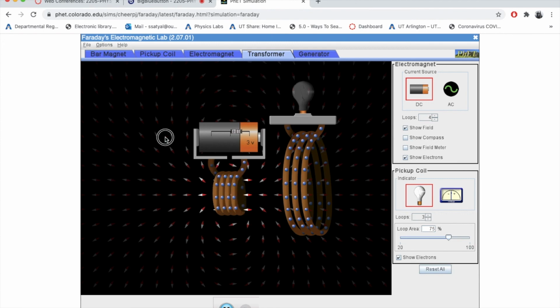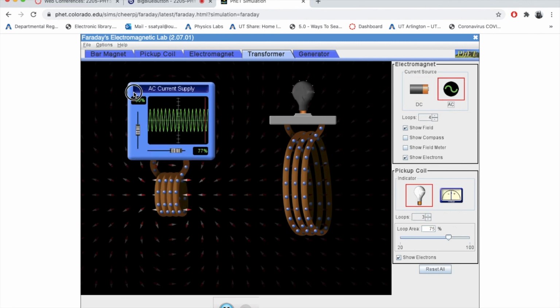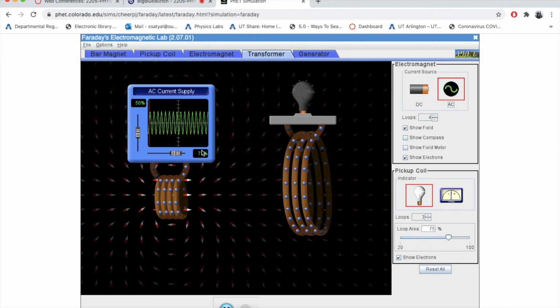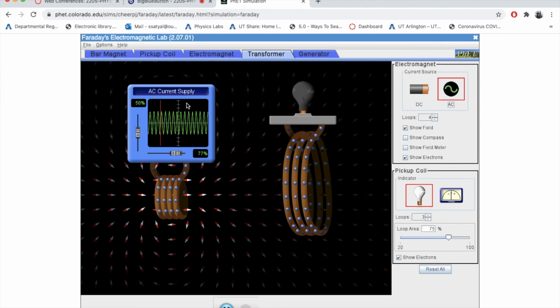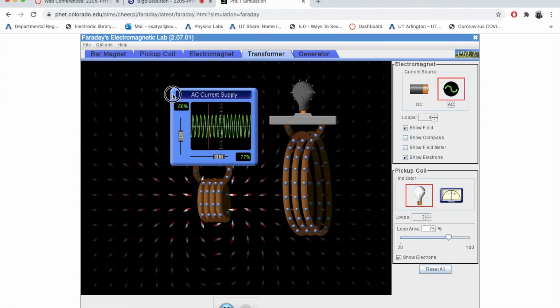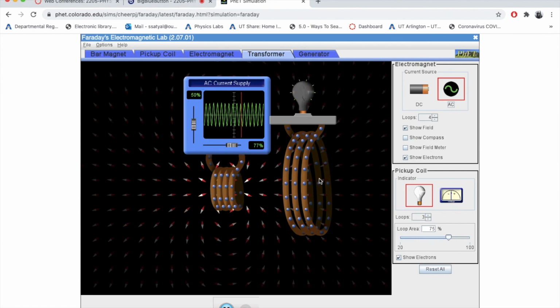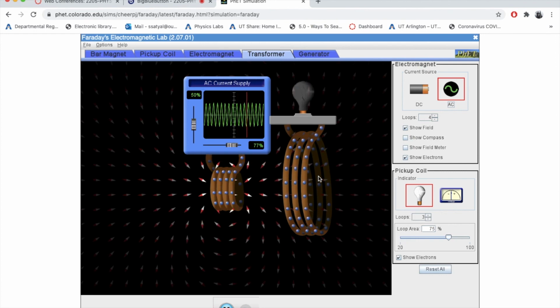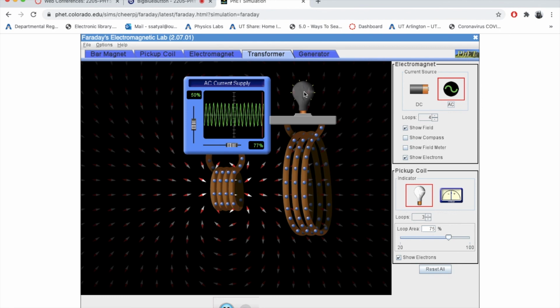What I can do is change that battery to an AC source. Now the AC source produces oscillating current, which produces an oscillating magnetic field around the loop. Now as I bring it closer here, I have an oscillating magnetic field passing through my loop, right? And what that does is, a changing magnetic field induces oscillating current in the wire. And you see the light bulb lights up.